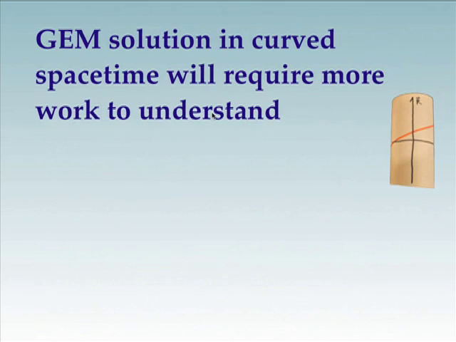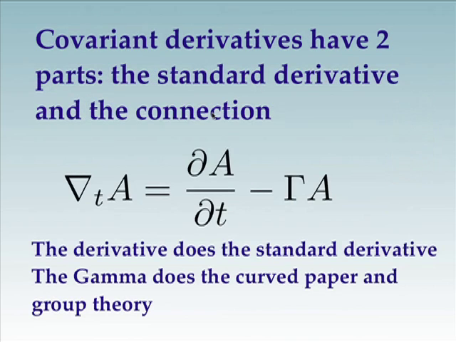Okay, so we're going to try to get to a GEM solution. Actually, no, I take that back. GEM is the word I use for the unified field equations, and this is really a G field solution in curved spacetime. Okay, so covariant derivatives involve the normal derivative. Oh, thank goodness. And they also have this Greek letter. That's the scary part. That has things in it for group theory. It has things for dealing with curved spacetime.